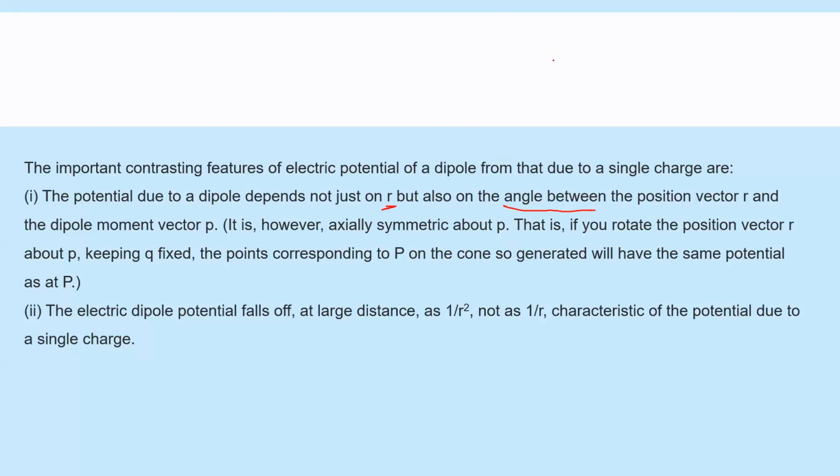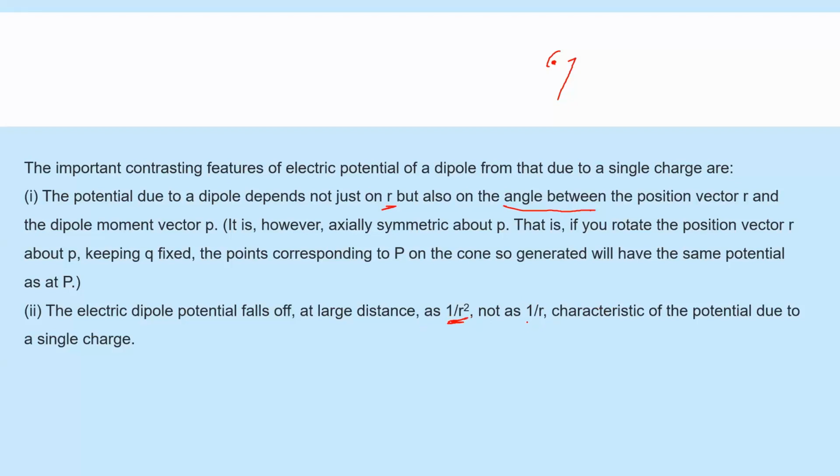Okay, so suppose this is your P, and your position vector is rotating about P only, keeping the Q fixed. Then the potential at any point on that cone is going to be the same as the potential at P. The electric dipole potential at large distance varies as 1 by r square.